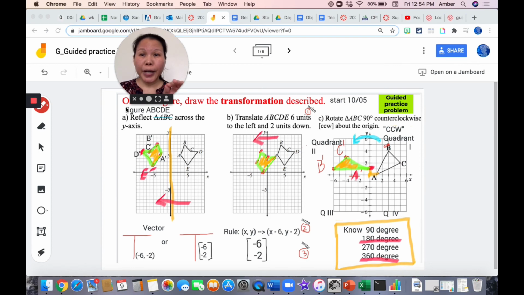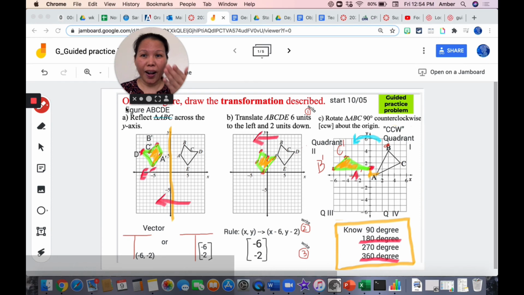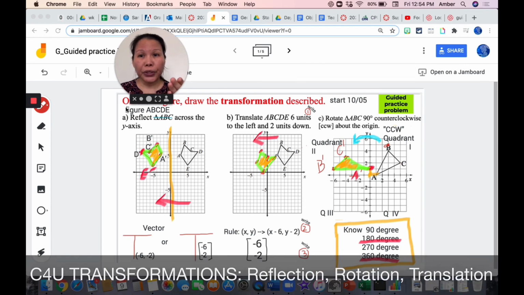And the C is done. We have completed all 3 guided practice problems. Now it's your turn on transformation. And when you're done with it, take the quiz, check for understanding while it's still fresh in your mind. Make sure that you finish that.